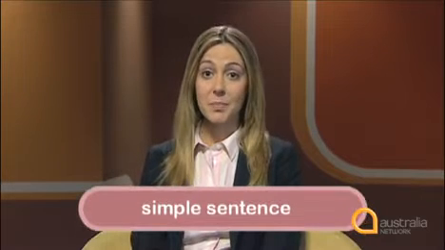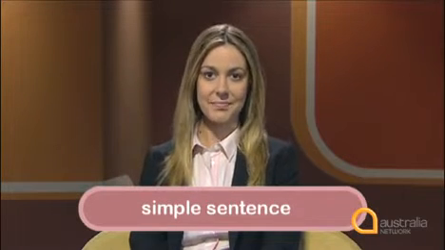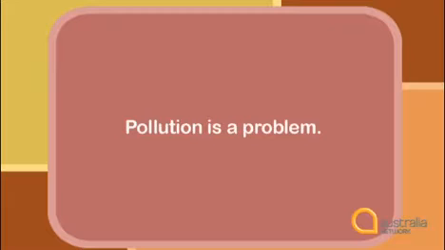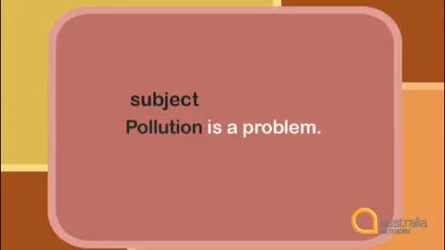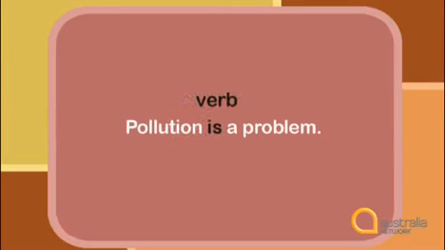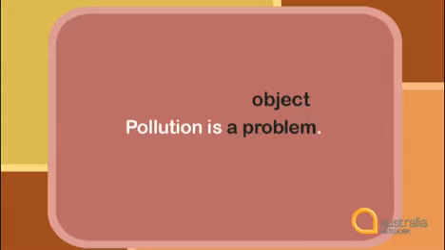There is a simple sentence, like this. Pollution is a problem. This example shows you the basic structure: a subject, pollution, a verb, is, and the object, a problem. A simple sentence can have more words than this.